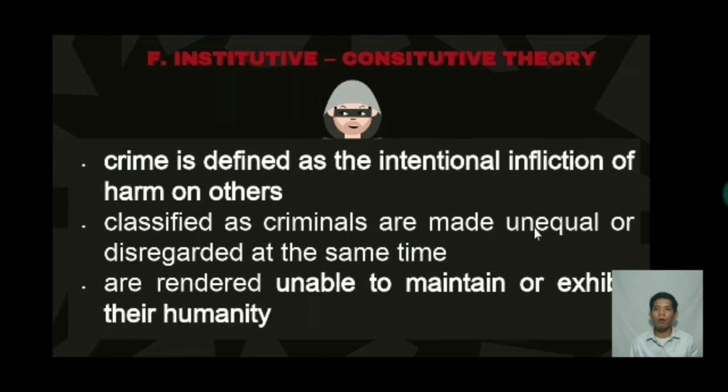So we have also the institutive or constitutive theory. According to Greg Barak and Stuart Henry, crime is defined as an intentional infliction of harm on others. Those classified as criminals are made unequal or disregarded, and at the same time are rendered unable to maintain or exhibit their humanity. So this theory stated that people committing criminal acts are at the same time being made unequal or disrespected. They are rendered powerless to maintain or express their humanity.